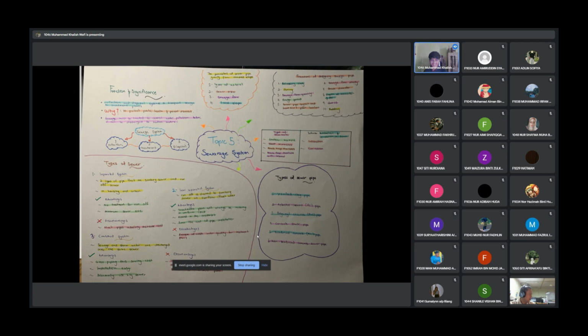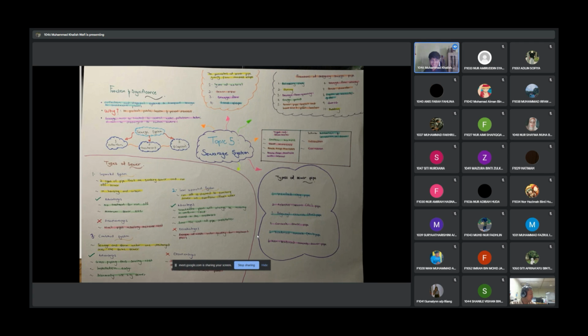Okay, after that we go to the types of sewer pipe. It has 6 types of sewer pipe. The first one is vitrified clay pipe, and then asbestos cement AC pipe, polyvinyl chloride PVC pipe, concrete sewer pipe, reinforced concrete RC pipe, and non-reinforced concrete sewer pipe. And then we go to the types of manhole: shallow manholes, deep manholes, backdrop manholes, backdrop manhole with internal.